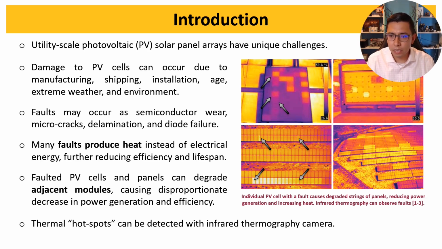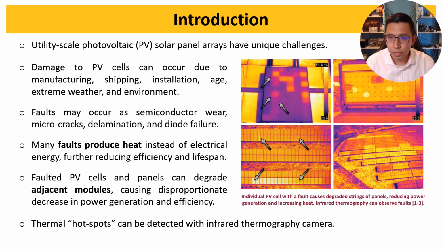Photovoltaic cells and panels might be damaged through a number of reasons: manufacturing defects, damage in shipping or installation, as well as extreme weather events, environmental conditions, or just age in operation of a solar panel. Faults may present themselves as semiconductor wear, glass cracks, micro cracks in the silicon, delamination of epoxy holding the solar panel together, which can introduce water into the electronics, as well as diode failure, which is a common fault here in solar panels.